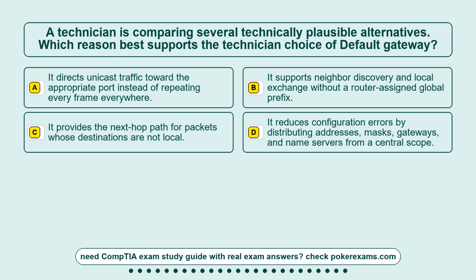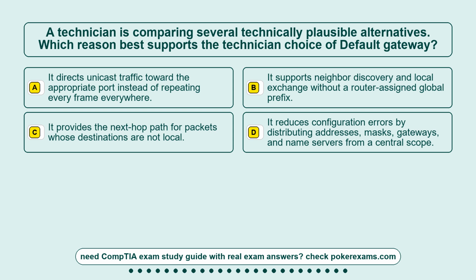Which reason best supports the technician choice of default gateway? Option A. It directs unicast traffic toward the appropriate port instead of repeating every frame everywhere. Option B. It supports neighbor discovery and local exchange without a router-assigned global prefix. Option C. It provides the next-hop path for packets whose destinations are not local.